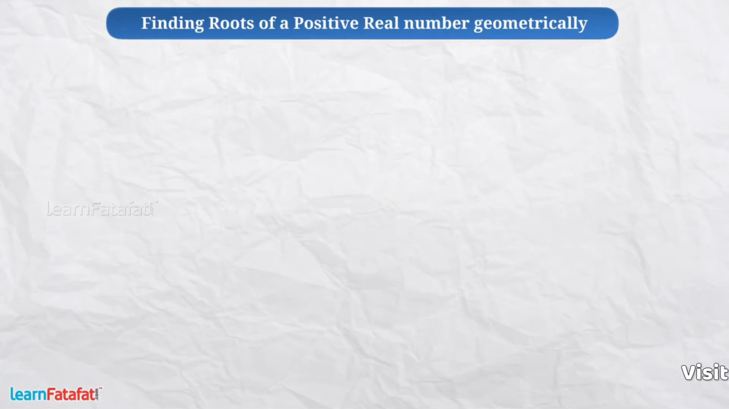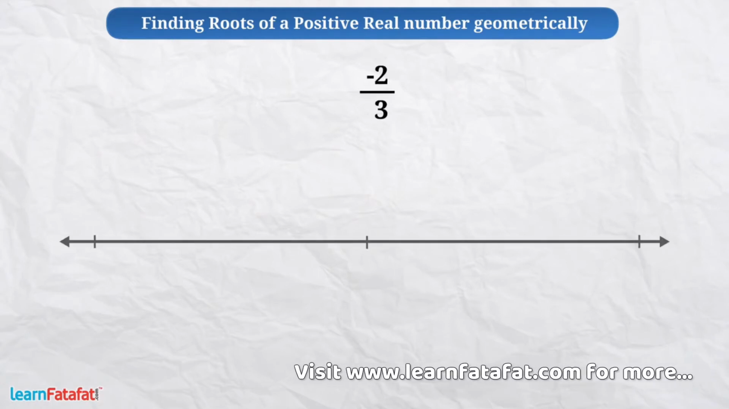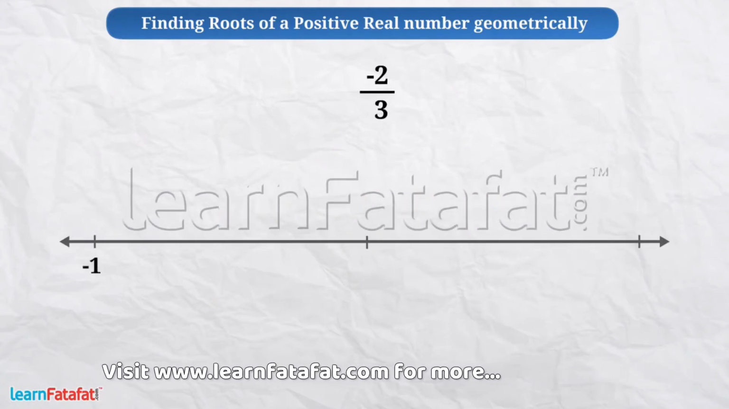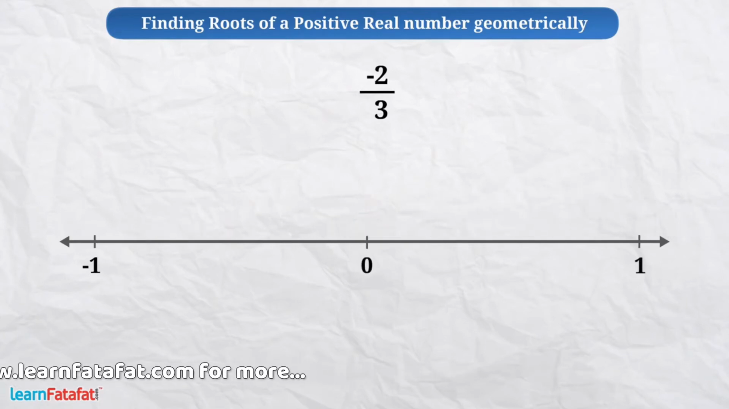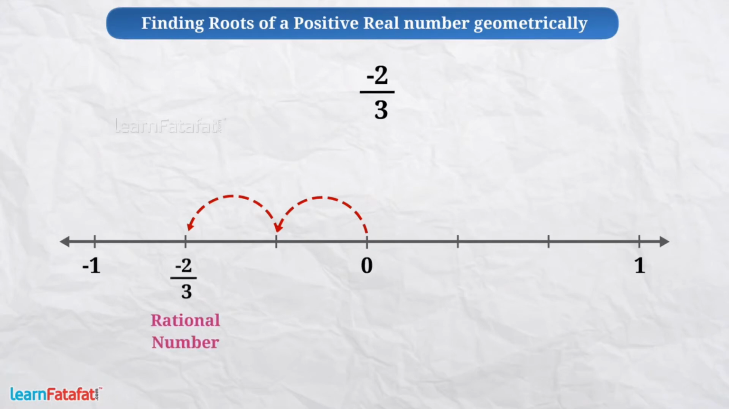Consider example -2 by 3. First, draw the number line for integers, that is, include negative integers, 0 and positive integers on number line. Denominator is 3, so divide each unit in 3 equal parts. The sign of numerator is negative and value is 2, so we have to take 2 jumps from 0 towards negative side. The point where we reach after 2 jumps is the required rational number -2 by 3.